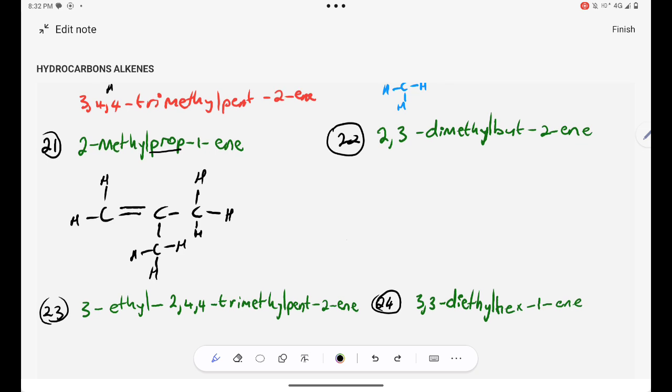Okay, the second one, the parent chain has 4 carbons, so that's 1, 2, 3, and 4. The double bond is between carbon number 2 and 3, so I'll simply write my double bond over there. And then I'll have a side chain over there. Since I have 2,3-dimethyl, another side chain. And then all I have to do is to write my hydrogens.